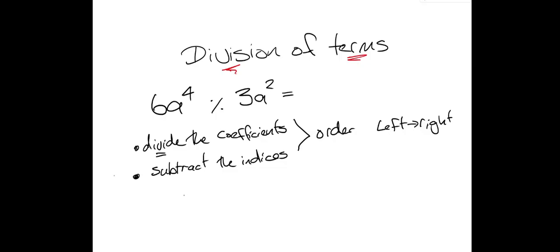So let's do this one. We divide the coefficients. So 6 divided by 3 is 2. The a comes across. And now we subtract the indices. 4 minus 2 is 2. So our answer is 2a squared.